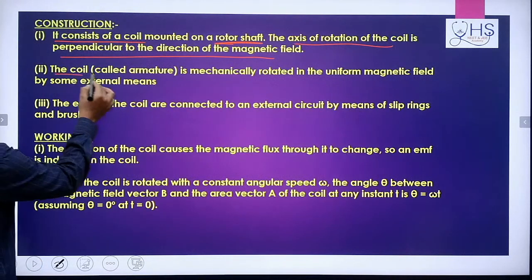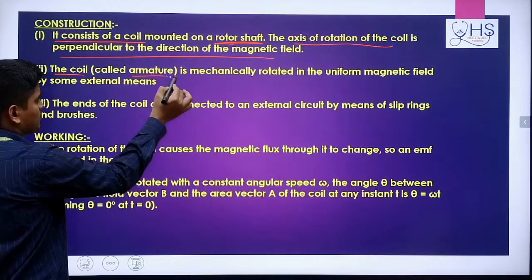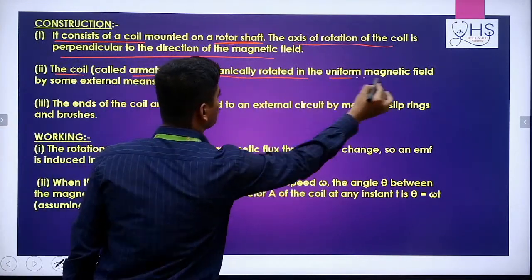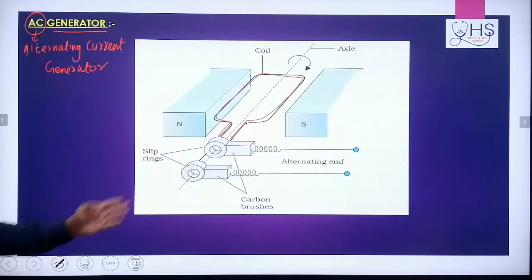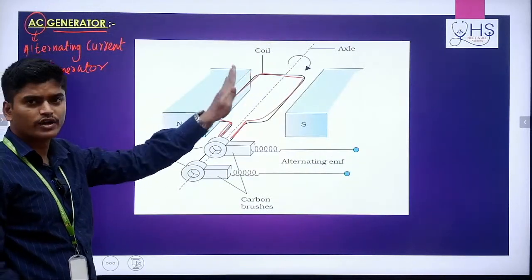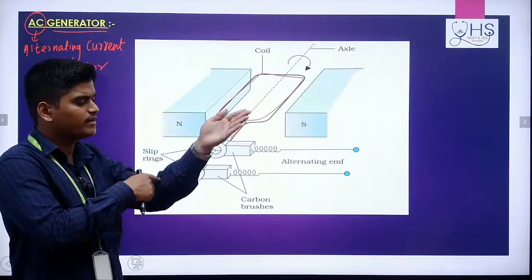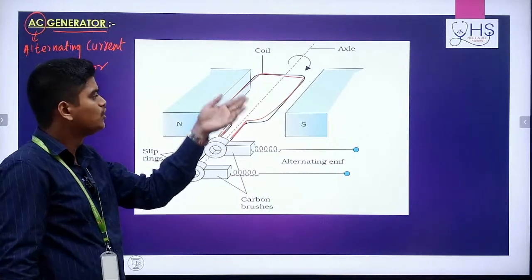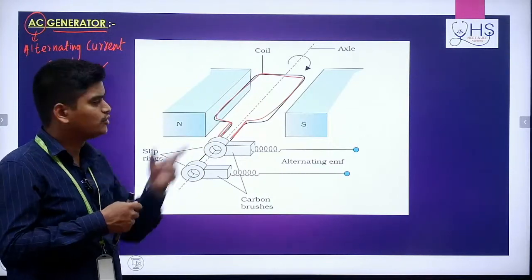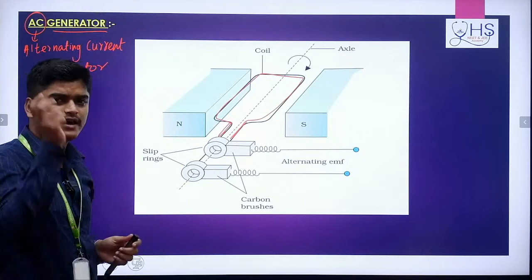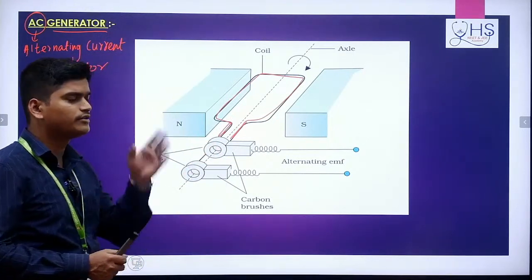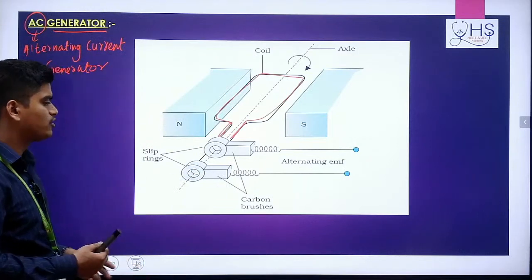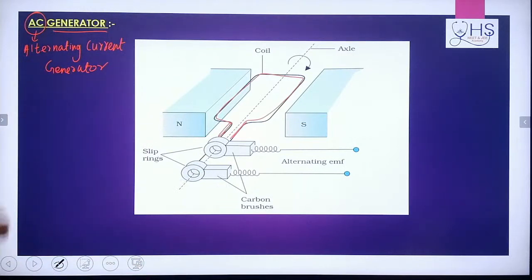Now the coil, which is called the armature, is mechanically rotated in the uniform magnetic field by some external means. That means this coil is rotating, right? Suppose my hand is rotating, that's why it is rotating. This coil automatically will not rotate; you have to rotate it. How to rotate? You can connect a turbine and rotate it, like how hydropower is generated. Otherwise, any other mechanical means you have to rotate.